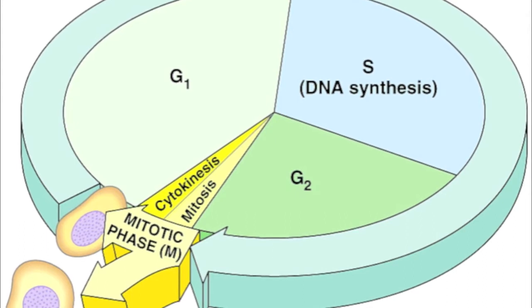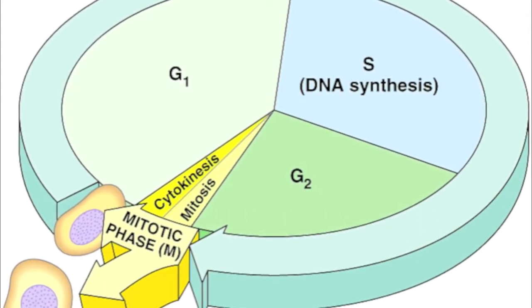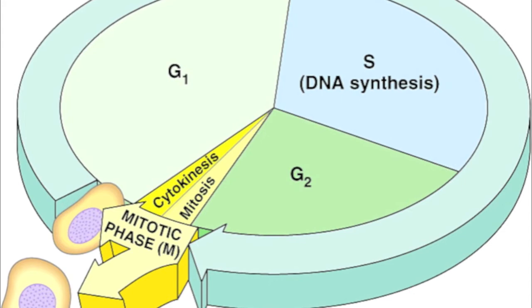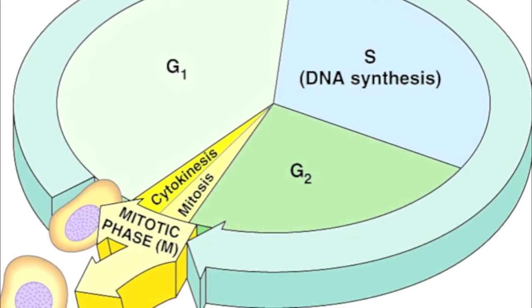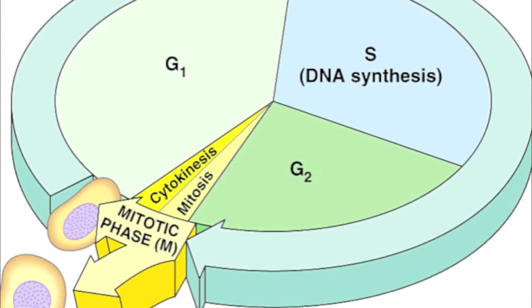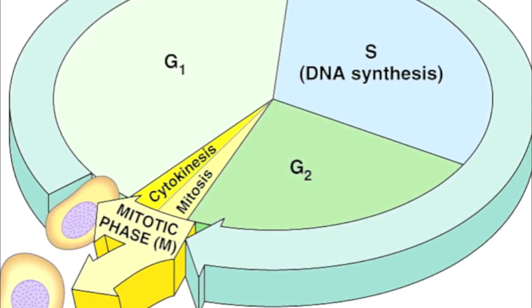There are three components in a cell cycle: interphase, mitosis, and cytokinesis. Interphase has three parts: G1, S, and G2. There are checkpoints during G1, G2, and at the end of mitosis. There is no start or end to the cell cycle.